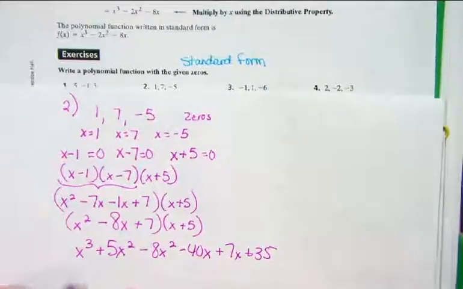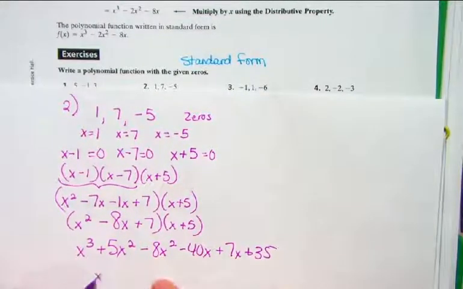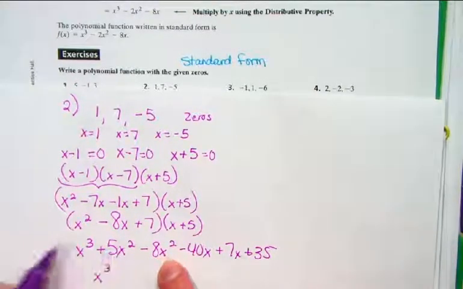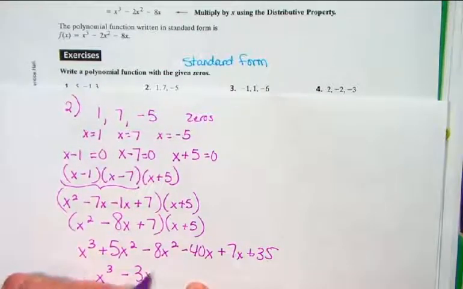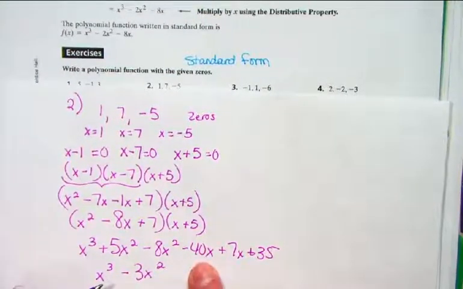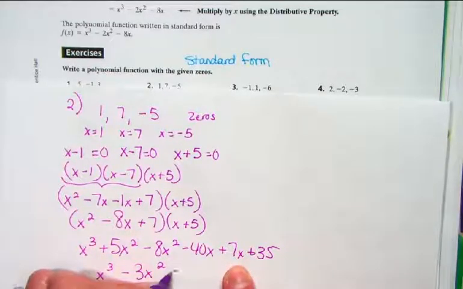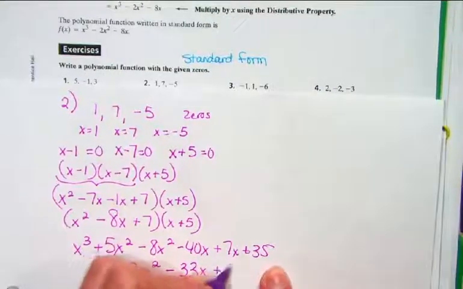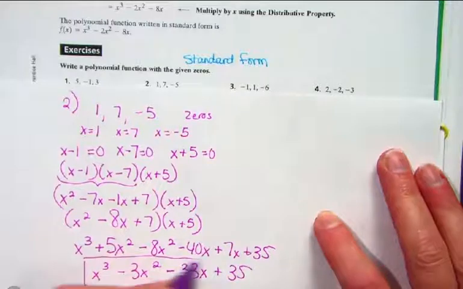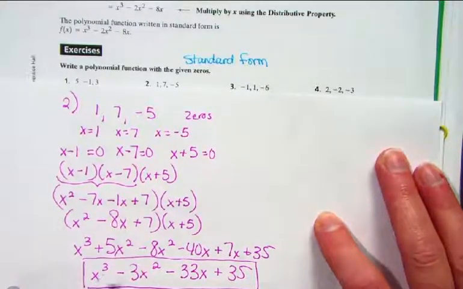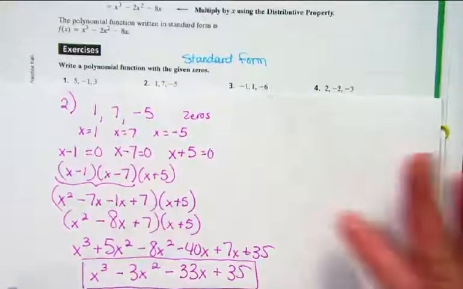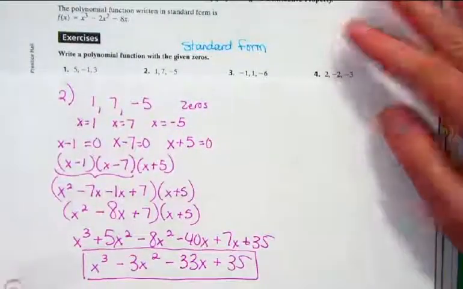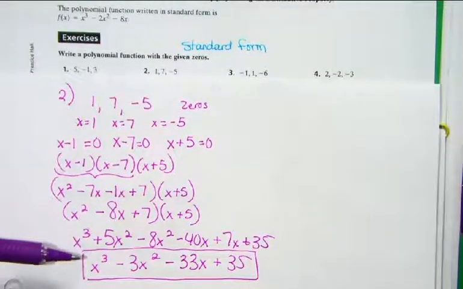Now I'm just combining like terms, and this will be my final answer. I have an x to the third. When I combine these two, 5x squared, and I'm subtracting 8x squared, I'll have a negative 3x squared. Negative 40x plus 7x is going to give me a negative 33x, and then a plus 35. I double check that it's all in standard form, my highest degree first, and then all my degrees are just moving downward each time. So that's looking like standard form. Any questions about this example that we've gone through?